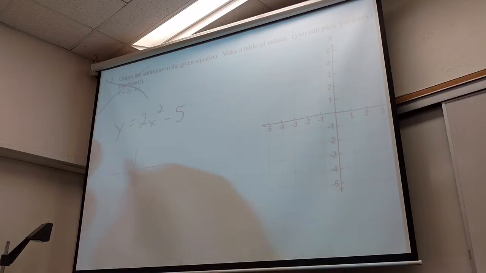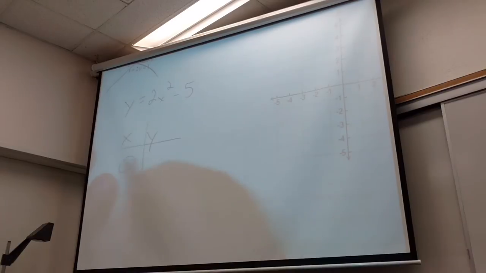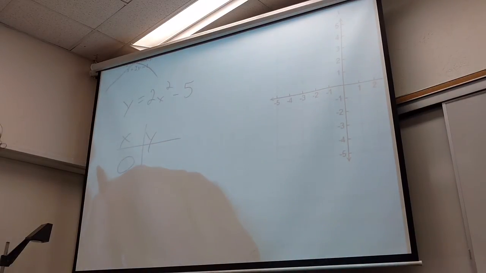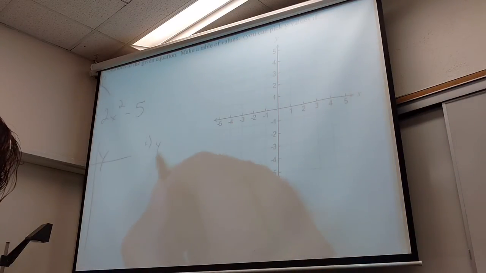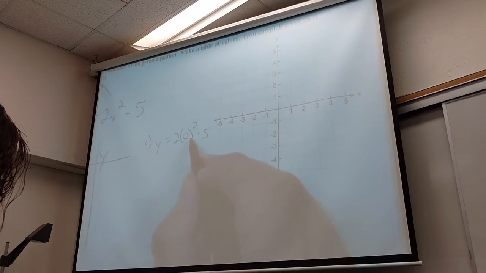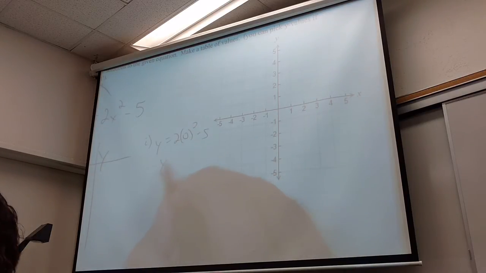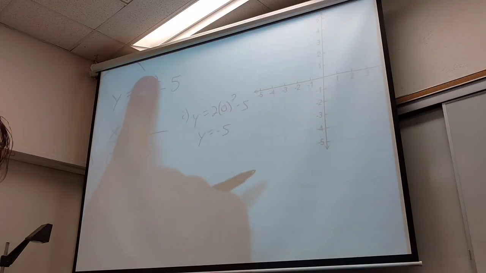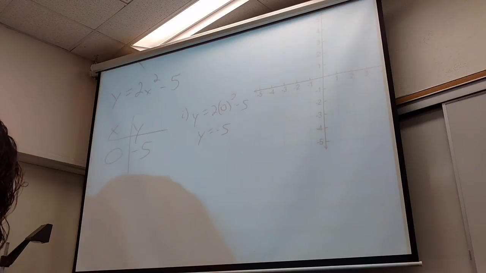So if I make an XY table, what's a really good point to plug in for x? Zero. Always good to plug 0 in. I like it. So when you plug a 0 in, what do you get? Let me call this number 1. When I plug a 0 in, 2 times 0 squared minus 5, what's 0 squared? 0. 0 times 2 is 0. So you get negative 5. When you plug a 0 in, basically the whole term with x in it goes away. It becomes 0.